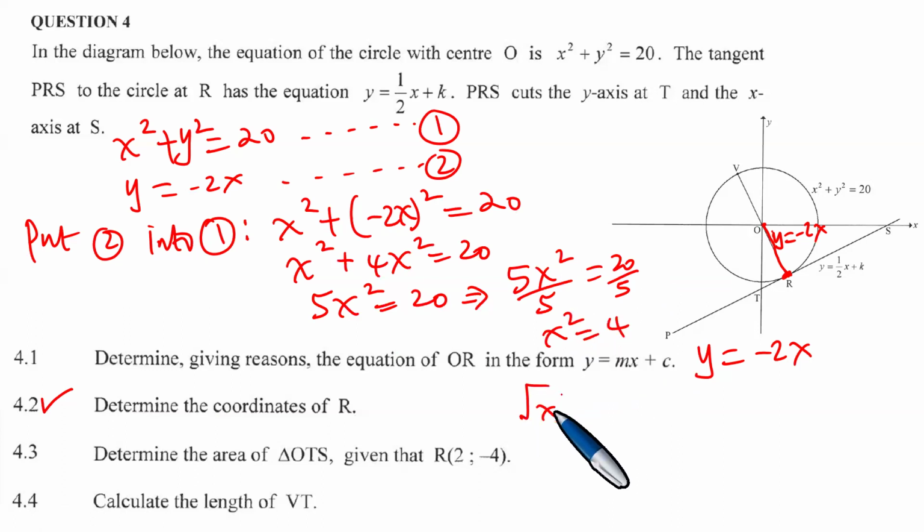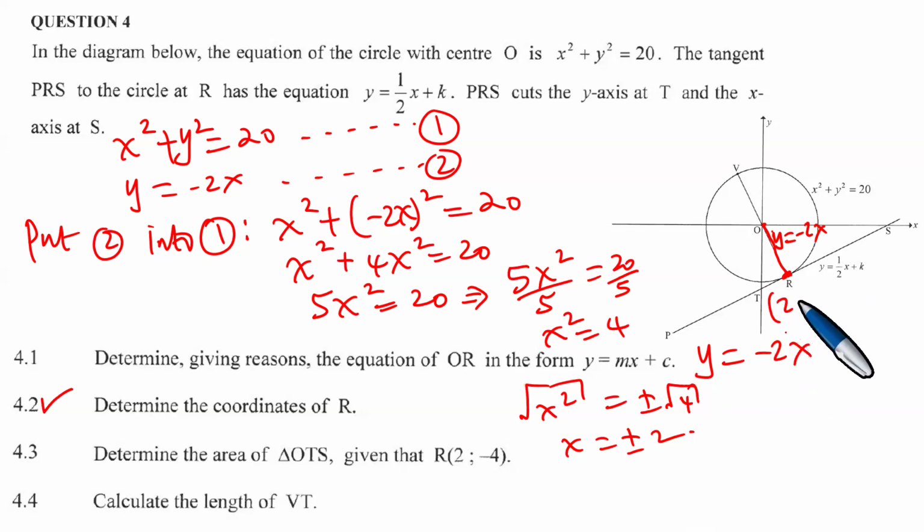If x squared equals 4, you take the square root of x squared, it must equal plus or minus the square root of 4. X equals plus or minus 2. What is R? X at this point is on the positive side. So X is plus or minus 2, but at this point you have that. Therefore, X equals 2 because X is positive here.